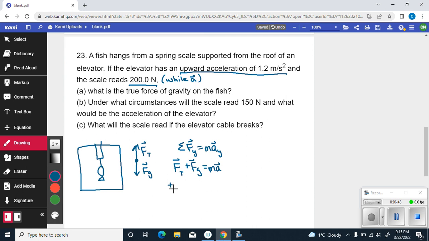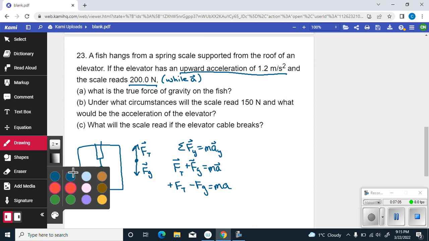Tension, I'm going to keep my up as my plus. You don't have to, but I am. And gravity is down as my minus. So I know, even without really using any numbers, I can set this up because that's what my free body diagram says. So let's go back and see if we can find some numbers.